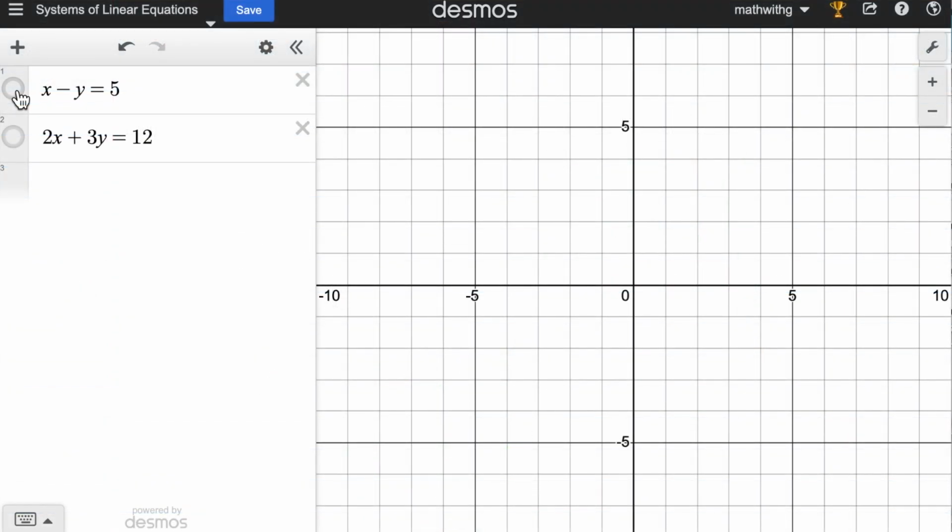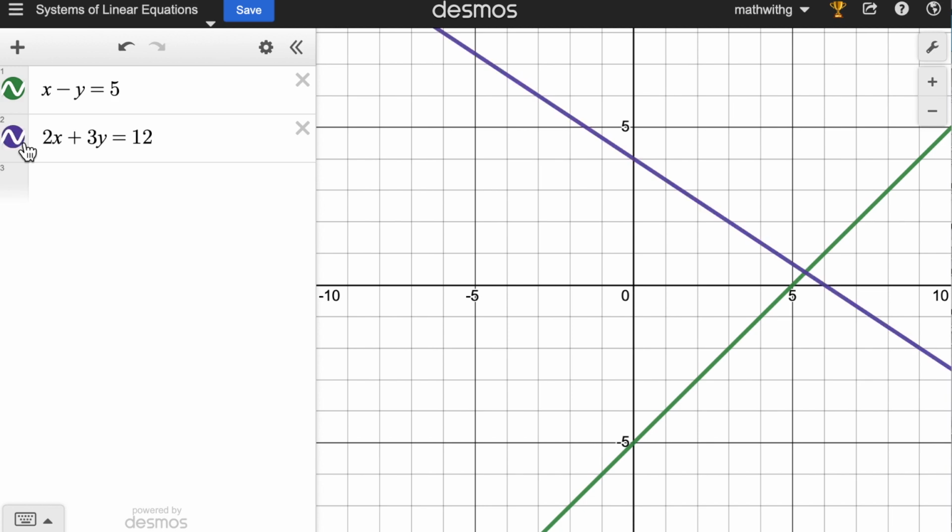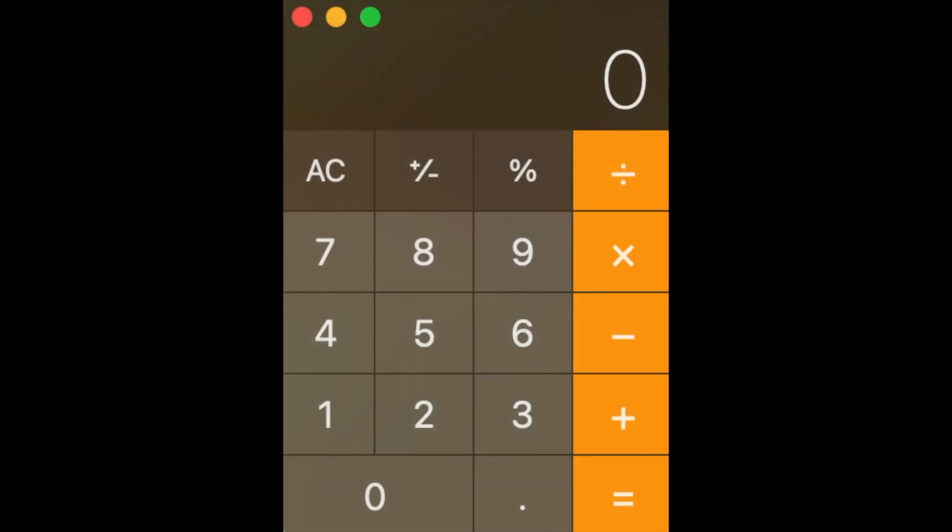In Desmos, x minus y equals 5 is green, 2x plus 3y equals 12 is purple, and the intersection is 5.4, 0.4. Using algebra, we got 27 fifths, so 27 divided by 5 is 5.4, and 2 fifths is 0.4. We got it right.